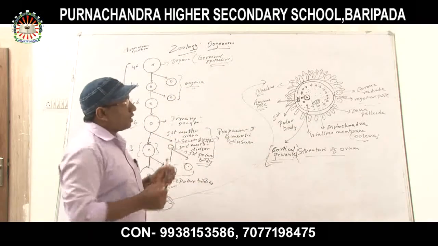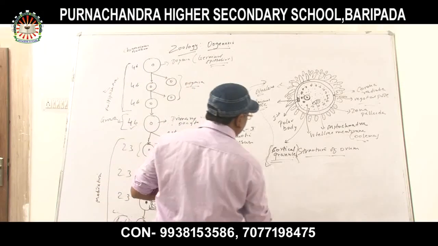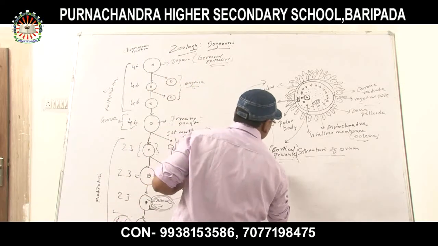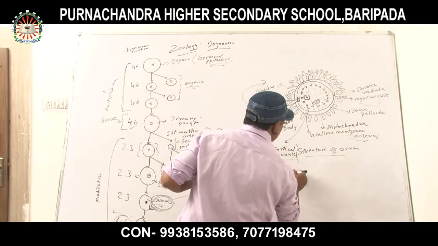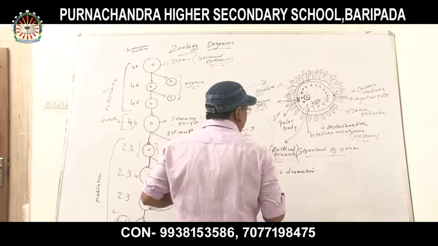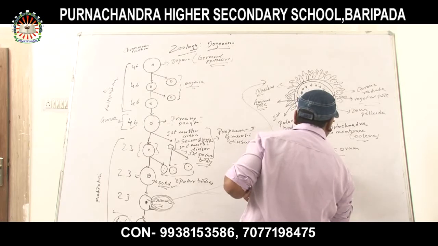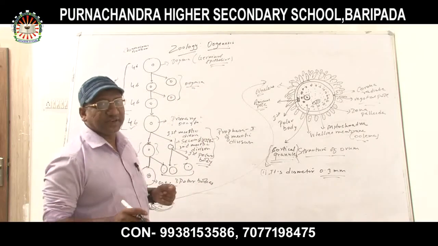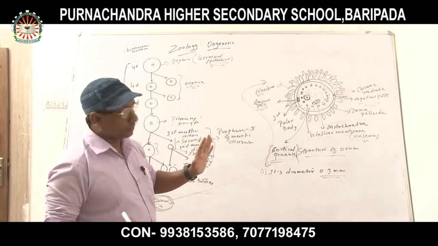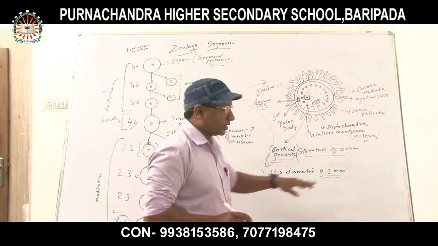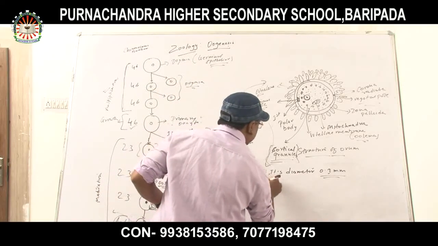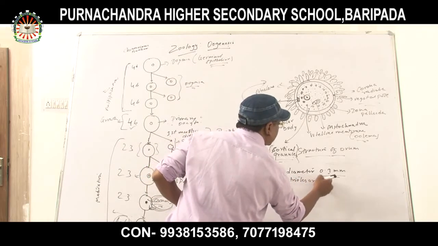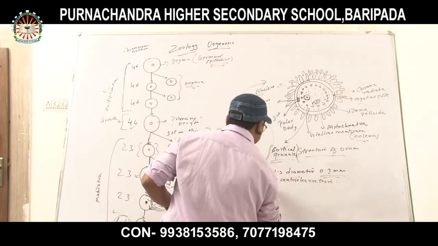Now, what are the characters of the human ovum? It is a very important point I am giving you now. First, its diameter: the diameter of a functional ovum is 0.1 millimeter, and it is visible to the naked eye. That is the human ovum, having a diameter of 0.1 millimeter. Second point: no centrioles are there.